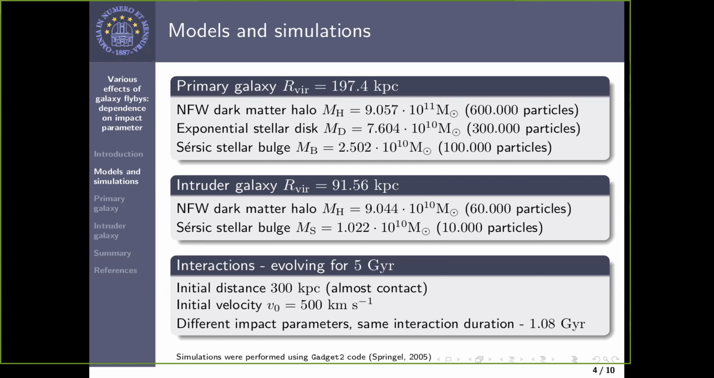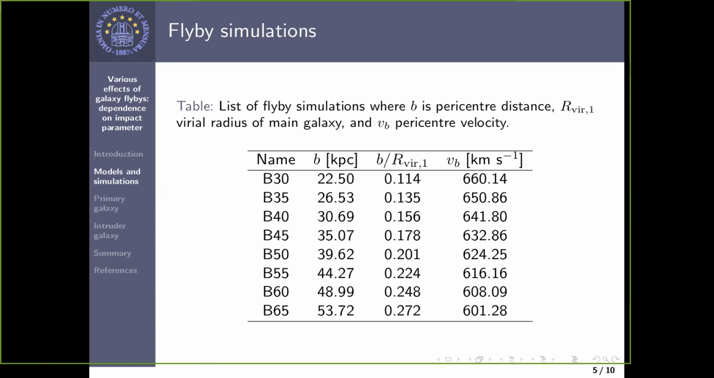Impact parameters are listed in the second column, and obviously our initial rough estimate of impact parameters slightly differs from the actual impact parameters. The impact parameters cover a range from slightly over 0.1 virial radius of the primary galaxy, but go slightly above the half mass radius of the primary, since the half mass radius of the primary is around 50 kiloparsecs, so it's in between the last two simulations.